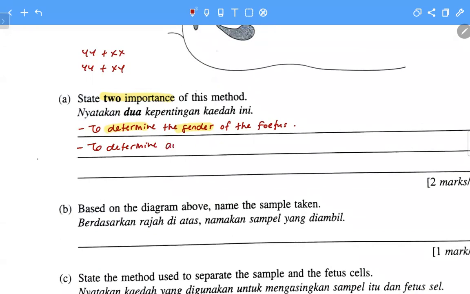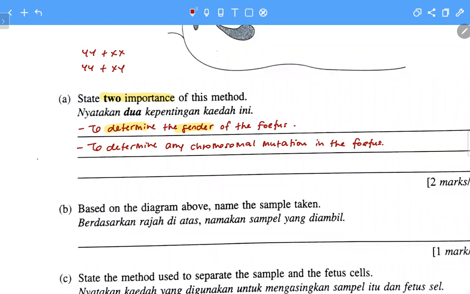Secondly, we can also use it to determine any chromosomal mutation in the fetus, okay? Which could potentially lead to diseases, okay? For example, sometimes parents want to know if their fetus is okay or not by looking at this chromosomal mutation, to see whether there's any chromosomal mutation, right?